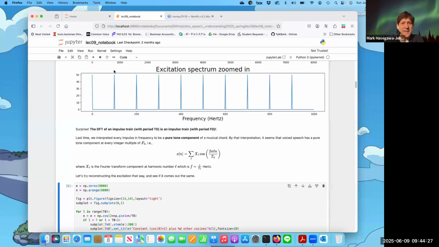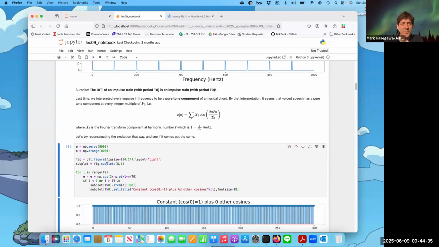So we can actually take these X sub Ls, these are all 50, we can just add them all together, add together a cosine at every single one of those frequencies, and we should get back again the original signal. Let me try that. Let me say for L in the range of 0 up to T naught, where T naught is the number of periods, I'll take my excitation E, which is just a sequence of zeros, and I'm going to add to that excitation the cosine of 2 pi times L, which is the harmonic number, times N, which is the vector of samples, divided by T naught. So 1 over T naught is 100 hertz.